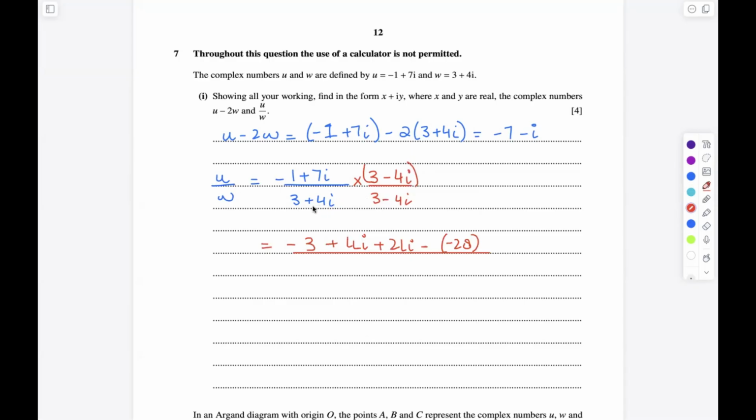So we'll apply the identity, which is (a + b)(a - b) = a squared minus b squared. So we'll get 9 minus, 4 times 4 is 16, and i times i is -1, so this will become minus minus 16. Simplifying this, we'll get -3 + 28, which is 25. 4i + 21i is 25i, and this is divided by 9 + 16, which is 25. Simplifying this, we'll get (25 + 25i) divided by 25, which will become 1 + i. So this will be u/w.